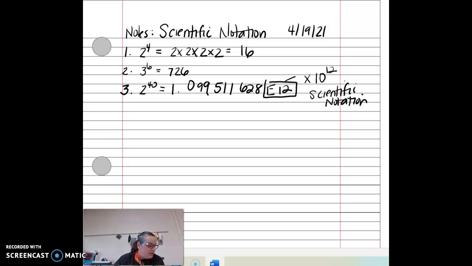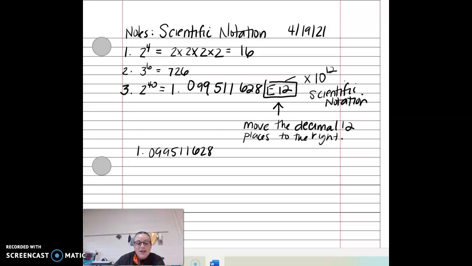So if we take a look at this, times 10 to the 12th power actually says we have to move the decimal 12 places to the right. That's how big this decimal number is. So if we actually take this number, 1.099511628, and move the decimal 12 places to the right, we have 1, 2, 3, 4, 5, 6, 7, 8, 9. We ran out of numbers, so we have to add some zeros. 10, 11, 12.